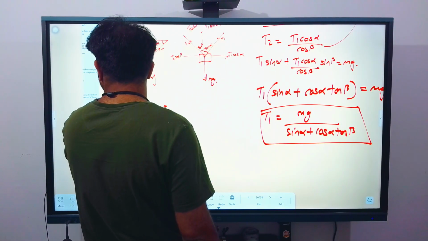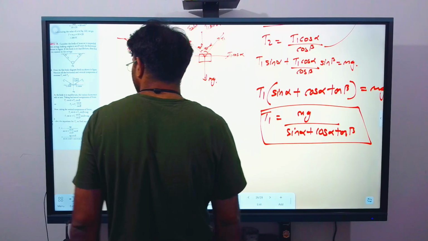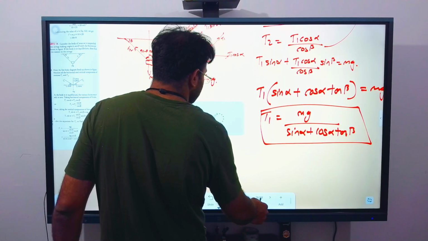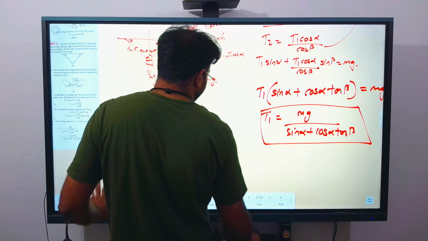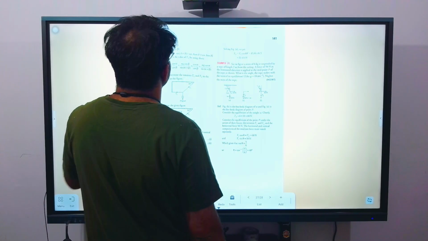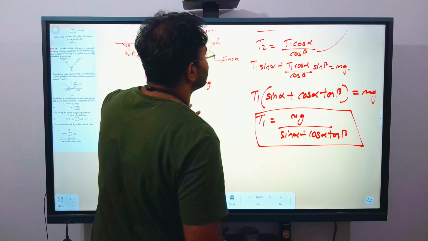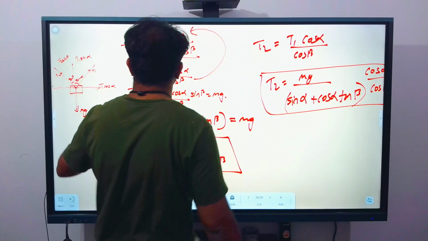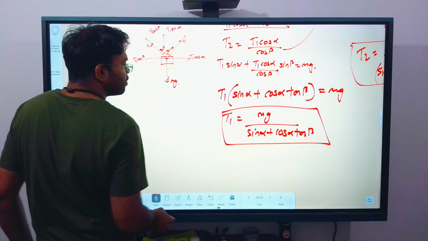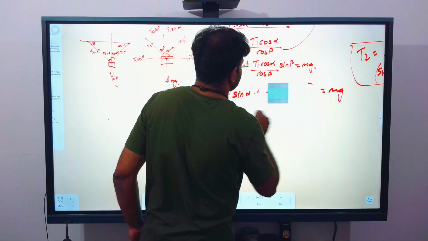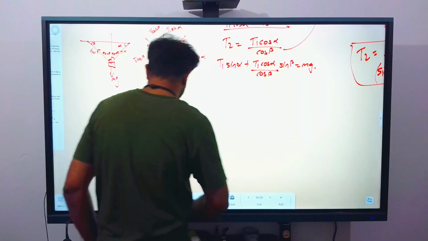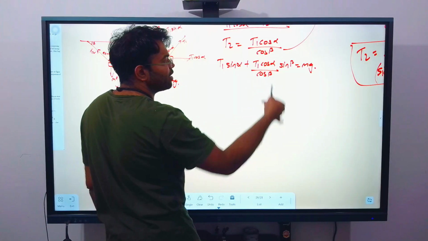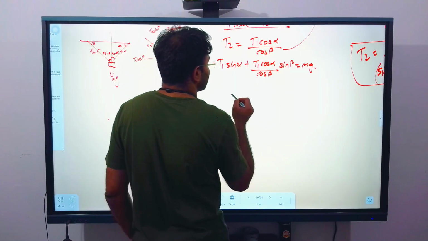One second. Okay, they did something else. What did they do? They basically did this. This is also a correct answer. What I have written is correct, but they have written it differently.